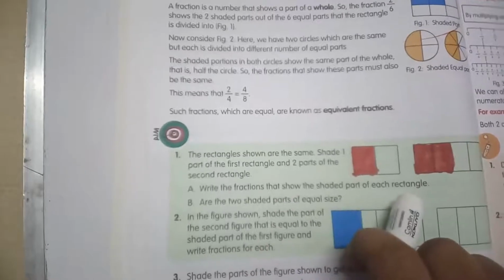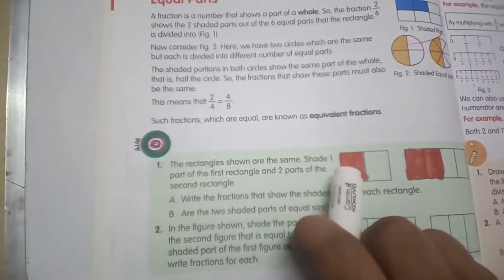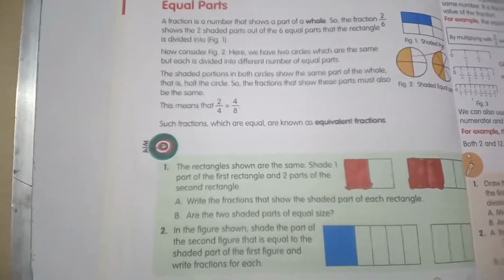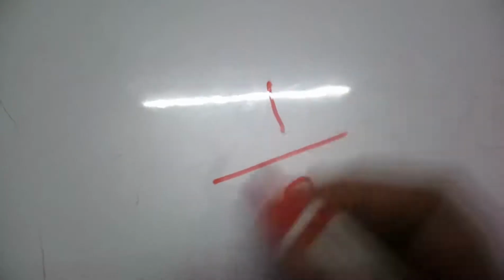Then write the fractions that show the shaded part of each triangle. So what will be the fraction here in the first figure? The fraction is 1/2. मतलब 2 पार्ट में से 1 पार्ट शेडेड है.